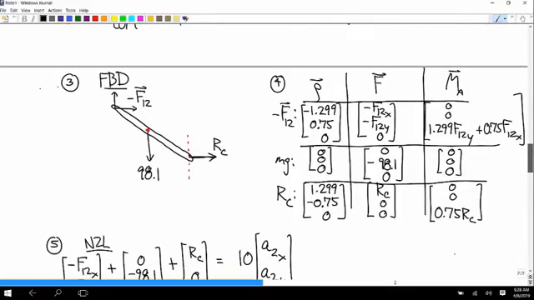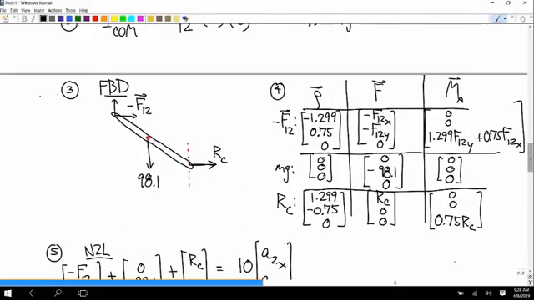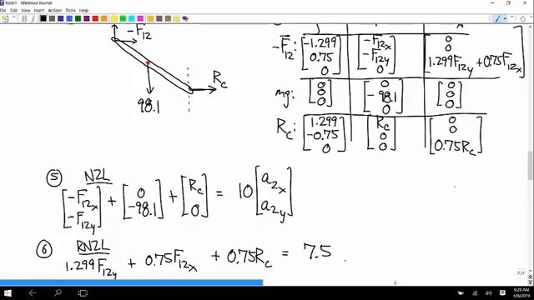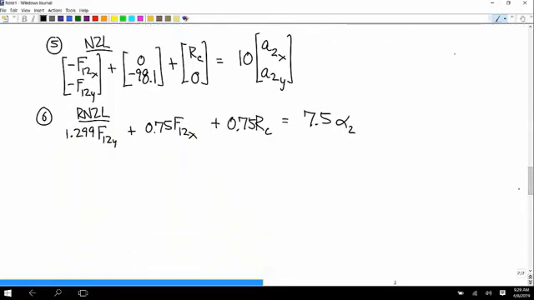And then the moment equation says 1.299 F12Y plus 0.75 F12X plus 0.75 RC is equal to the mass moment of inertia times alpha 2. And this gives us our equations 2, 3, and 4.